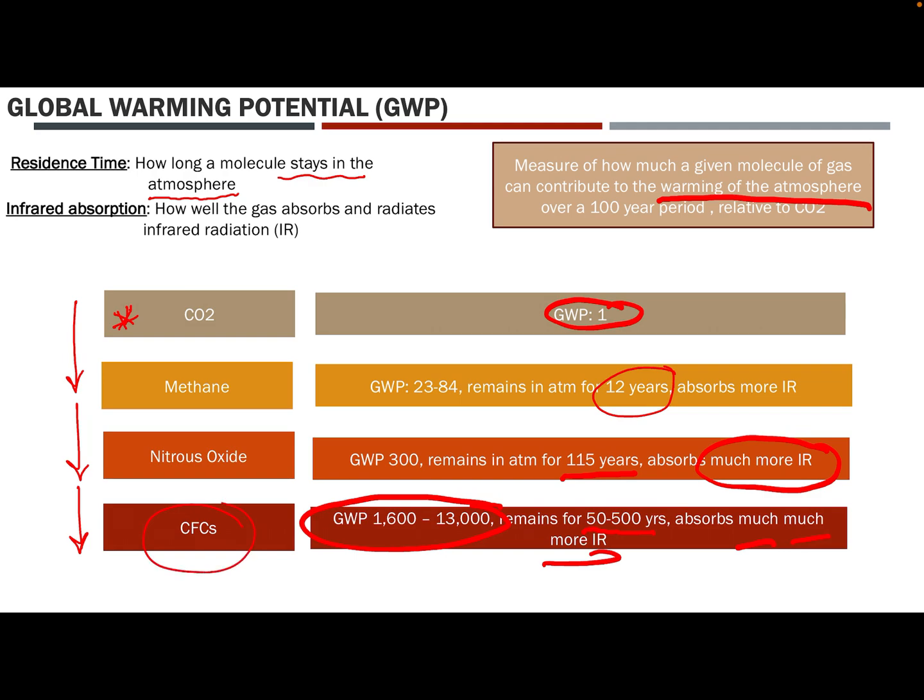So remember when we talked about the ozone hole, the issue was that these chlorofluorocarbons stay for so long. Even though we've stopped using them, we still see them there because they're not leaving. So CO2 is bad. Chlorofluorocarbons are very, very bad.